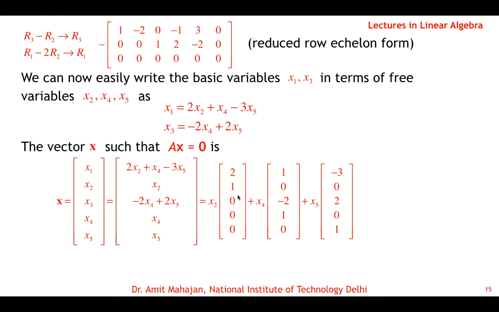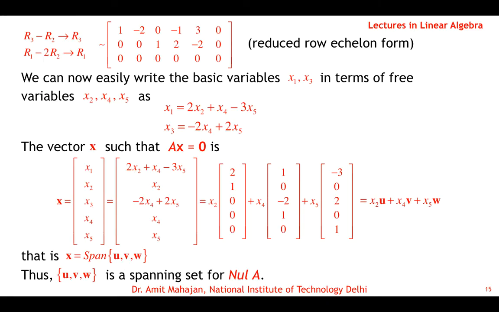So this vector x can be written as a linear combination of these three vectors. Now we can write that these three vectors are the spanning vectors for the whole space. They are a linear combination, so x belongs to the span of u, v, w. And so these three vectors are spanning the null space. So u, v, w is a spanning set for the null space of A.